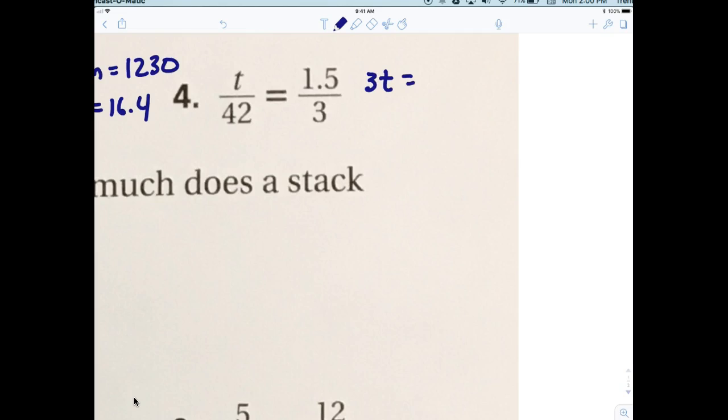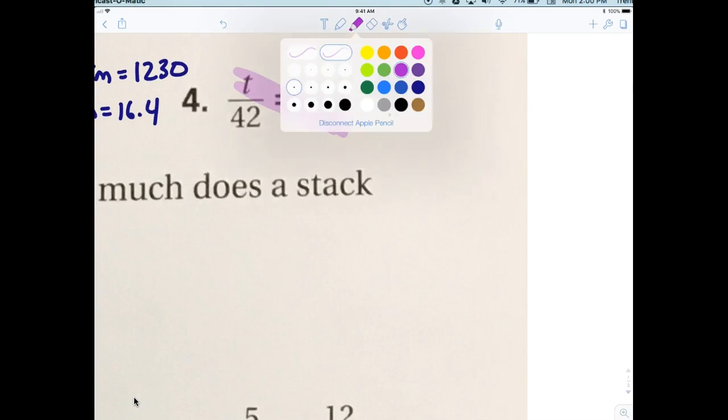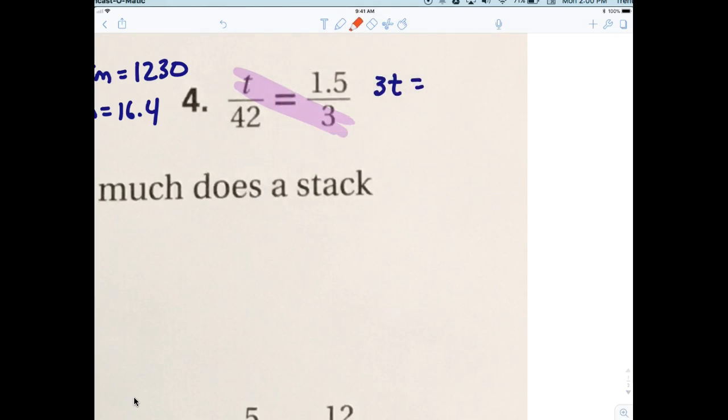Am I cross multiplying here? So what did I multiply? 3 times t. Come on, Thomas, you got to be quick. And now what am I multiplying, Thomas? Yes, tell me what that is, quickly. You have a calculator. Tell me what it is.